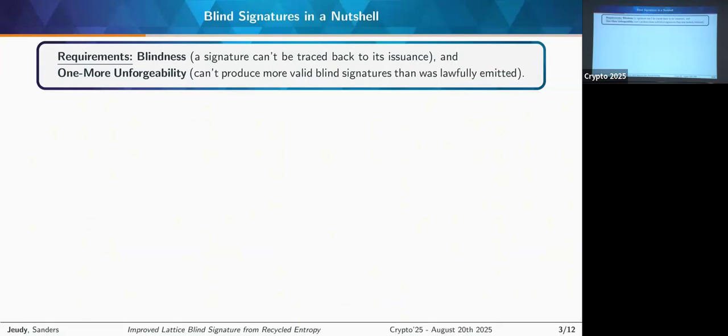For that, it requires a property called blindness, which specifically states that the adversary cannot trace back a signature from its issuance, which also means the message cannot be revealed in both protocols simultaneously. Now, because of these constraints on the message, we must overhaul the standard notion of unforgeability, which is why we use one-more unforgeability instead, to simply ensure that an adversary cannot produce more valid blind signatures than they received from the legitimate signer.